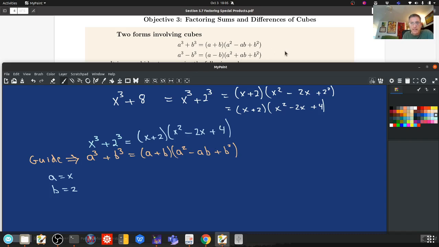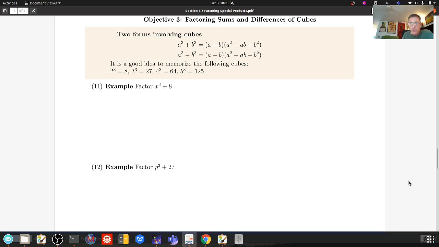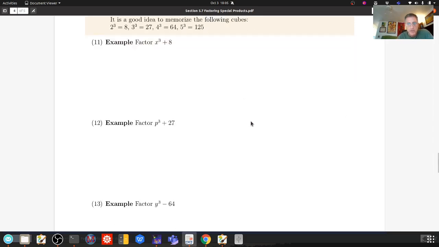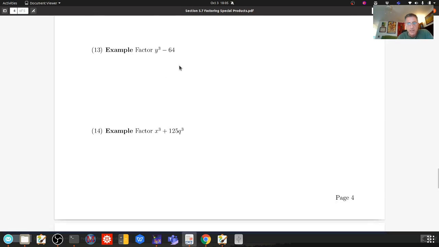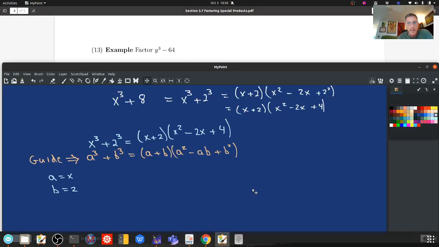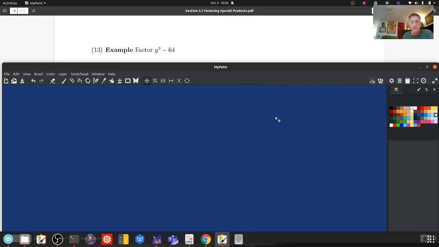So doing that same method will get you the factorization for p cubed plus 27. Let's just do the y cubed minus 64, just so you'll have an example. And that's it. So again, let's have our paradigm, our rule, our guide, whatever you want to call it. Our guide comes from the formula. No, I don't want you to memorize the formula for the difference of cubes.